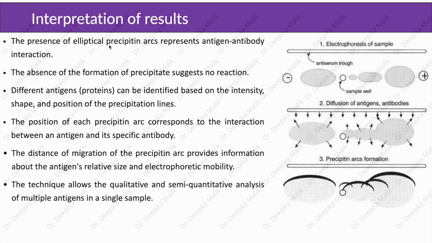The presence of elliptical precipitin arcs represents antigen-antibody interactions. The absence of the formation of precipitate suggests no reaction. Different antigens or proteins can be identified based on the intensity, shape, and position of the precipitation lines. The position of each precipitin arc corresponds to the interaction between an antigen and its specific antibody. The distance of migration of the precipitin arc provides information about the antigen's relative size and electrophoretic mobility. The technique allows the qualitative and semi-quantitative analysis of multiple antigens in a single sample.